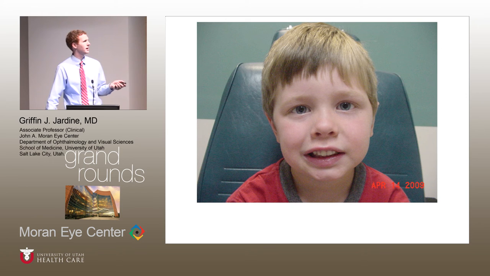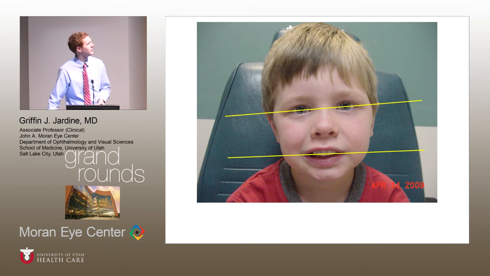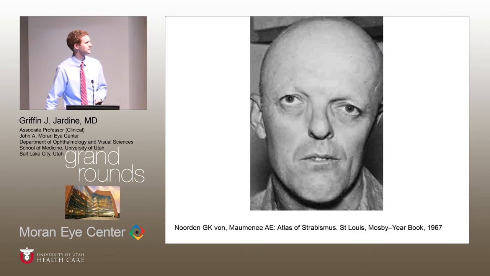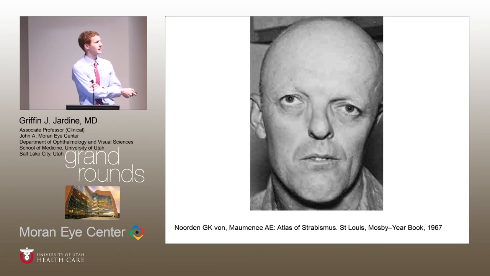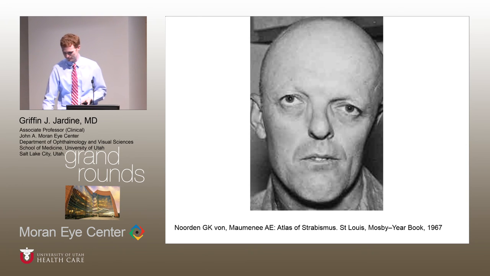Here again, you can see a right head tilt. Now, can you appreciate the mid-face hypoplasia there? The distance from the corner of his mouth to the lateral canthus is shorter on this side than it is on that side. You draw the lines there, and you can see it's just subtle. So this is a case from a textbook in 1967. This is a lifelong head tilt that caused that amount of mid-face hypoplasia and deviation, from von Noorden's text in 1967. I thought that was just a really striking picture.